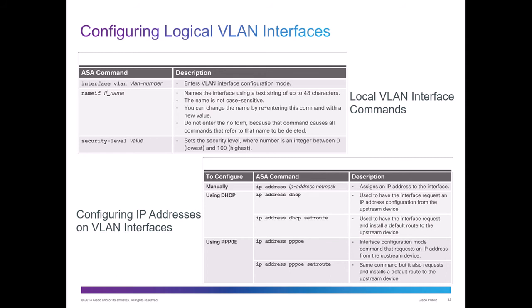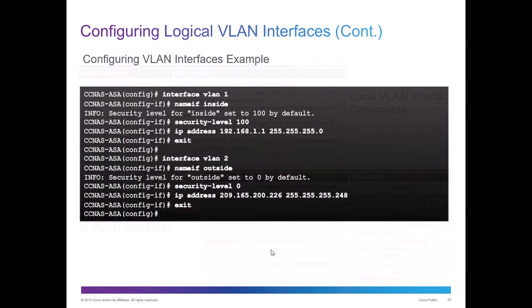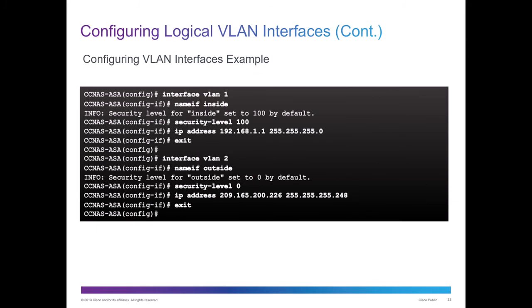PPP over Ethernet, you'll be able to do that as well. All right, so here's an example. Please write this example down. Example of setting up VLAN interfaces. Interface VLAN 1, and we named it inside. And we gave it a security level of 100, and we gave it an IP address on that interface.